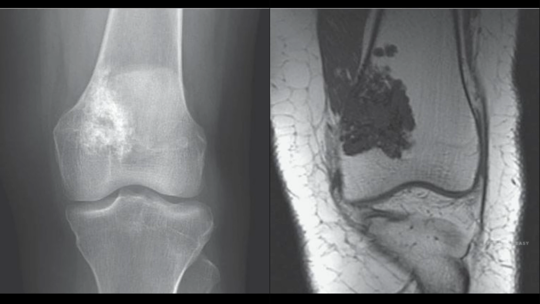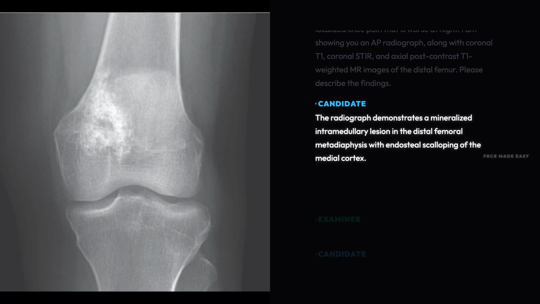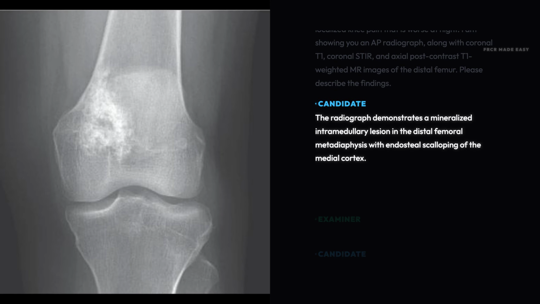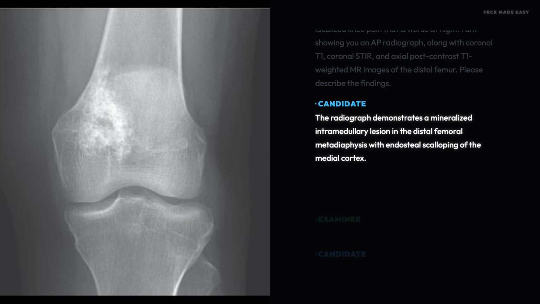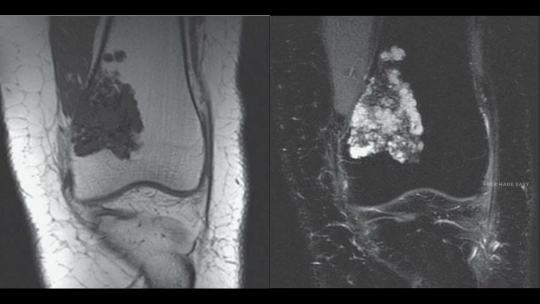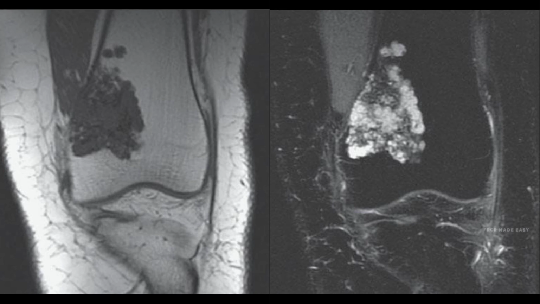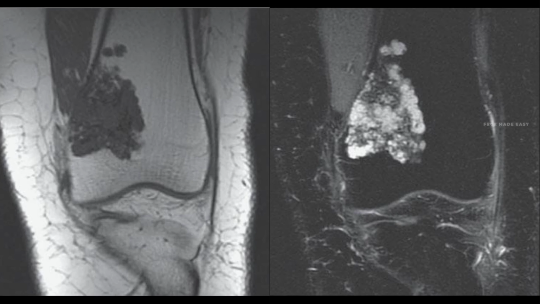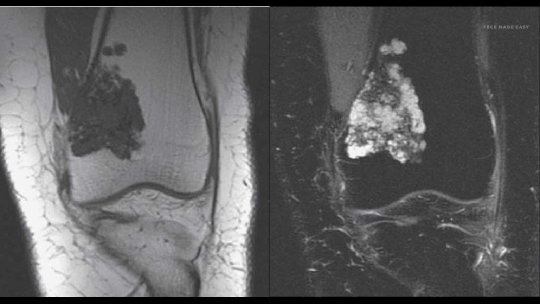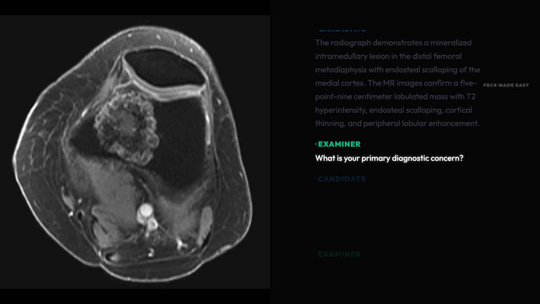Please describe the findings. The radiograph demonstrates a mineralized intramedullary lesion in the distal femoral metadiaphysis with endosteal scalloping of the medial cortex. The magnetic resonance images confirm a 5.9 centimeter lobulated mass with T2 hyperintensity, endosteal scalloping, cortical thinning, and peripheral lobular enhancement. What is your primary diagnostic concern?